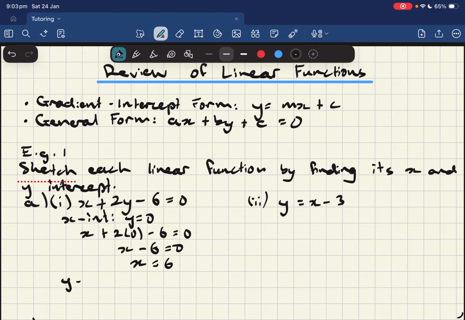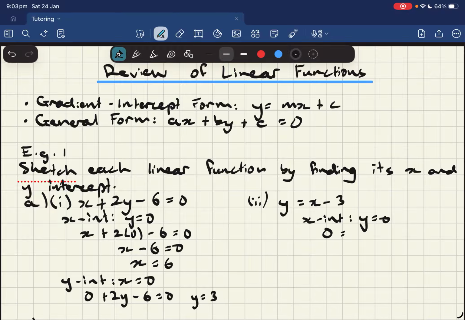And we remember that to find the y-intercept, we set x to equal 0. So 0 plus 2y minus 6 equals to 0. So we can add the 6 to the other side and then divide by 2. This gives me y equals to 3. So we have our x and y intercept here. We're going to do the same for the second one. We find our x-intercept by setting y to equal 0. So I have 0 equals x minus 3. So x will equal to positive 3. For my y-intercept, I'm going to set x to equal 0. So y equals 0 minus 3. So the y-intercept is negative 3.